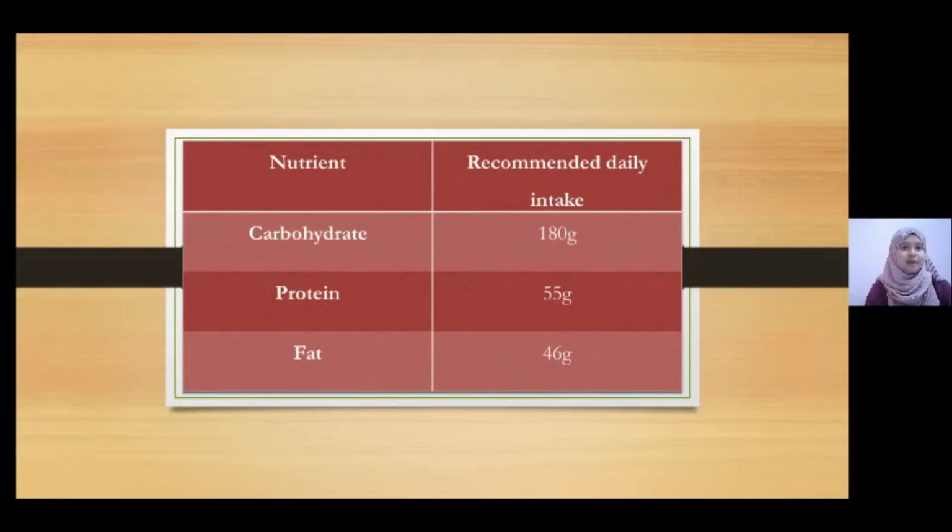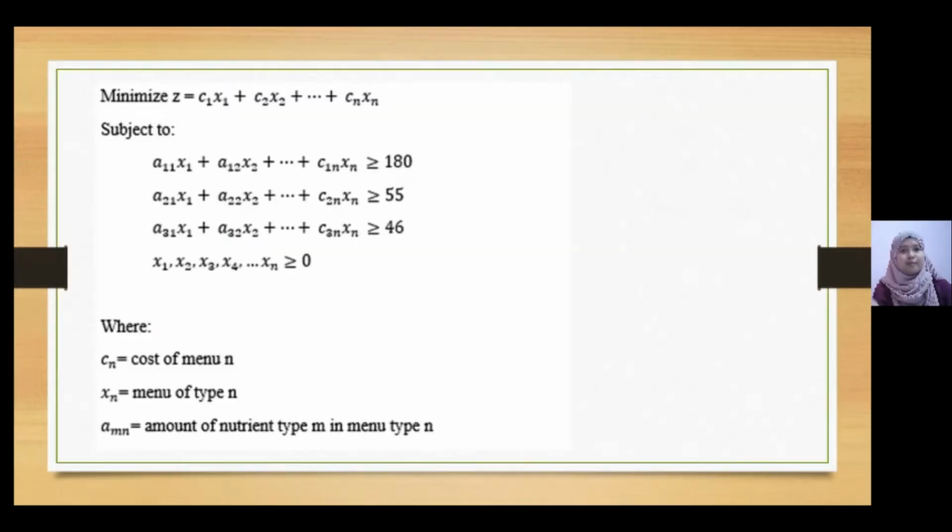The formulated constraints are based on the recommended daily intake of the following nutrients. So in this table, the recommended daily intake for carbohydrate is 180 gram, for protein 55 gram, and for fat 46 gram. Based on the recommended daily intake above, the linear programming models are set up as follows.